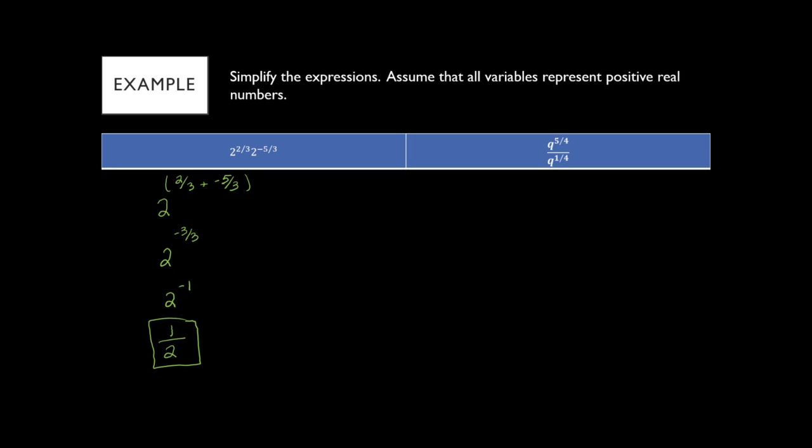Now the example on the right, we subtract exponents when they're on a fraction like this. So I'm going to have q, and then 5/4 minus 1/4. So top minus bottom. These have a common denominator, so that means I can subtract them immediately. 5 minus 1 is 4. So we get q to the 4/4. Then 4/4 is 1, so we're just left with q. So in both of these examples, the fraction actually disappeared when you went to simplify these.